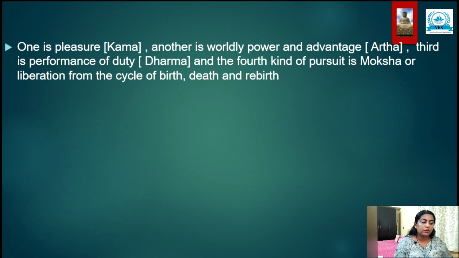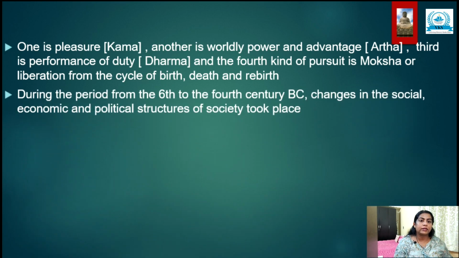So one is pleasure, another is worldly power and advantage, third is performance of duty, and fourth is moksha from the cycle of birth, death and rebirth. During the period from the 6th to 4th century BC, changes in the social, economic and political structure of society took place. Whatever we saw just now was the system which existed in the basic society. But during this period, slowly changes started happening in the social and political structures of the society.